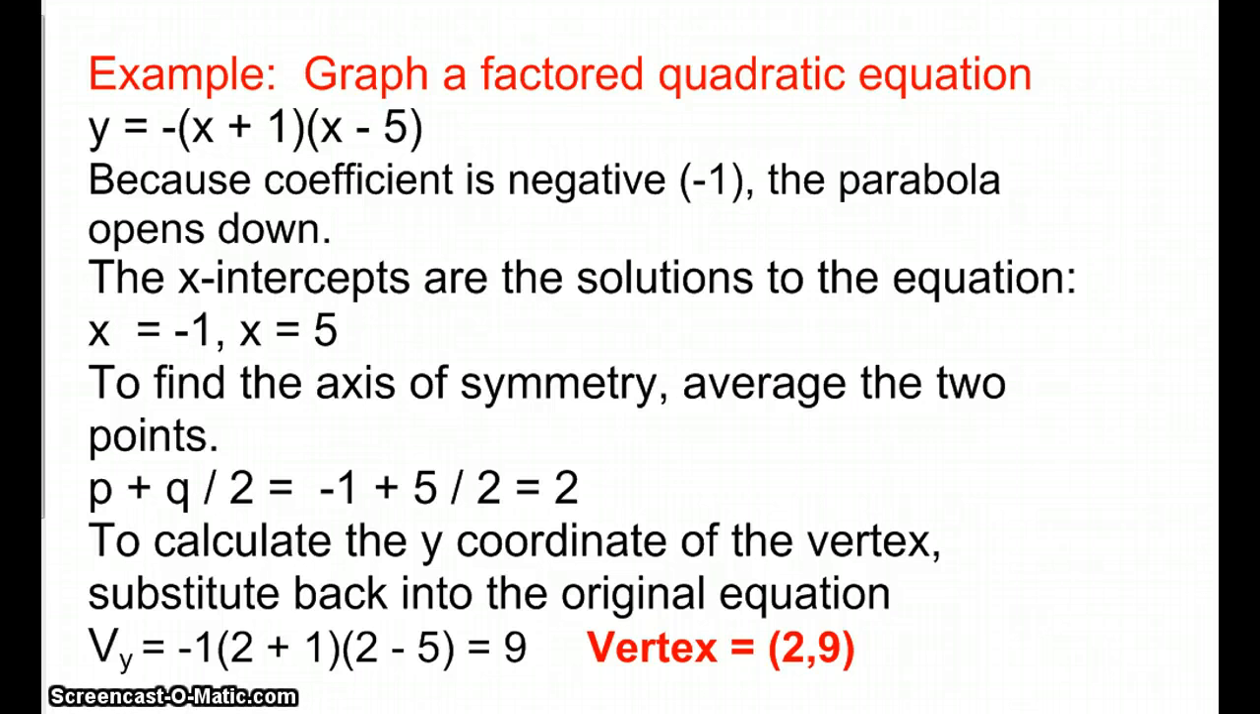To calculate the y-coordinate of the vertex, you're going to substitute that point back into the original equation. So the y-coordinate of the vertex is negative 1 times 2 plus 1 times 2 minus 5, and that equals 9. That means the vertex is 2, 9. You can now graph this parabola. You have everything that you need. You have where it's crossing the x-axis, and you have the vertex, and you have the shape. So you can actually connect those 3 points to graph the parabola.